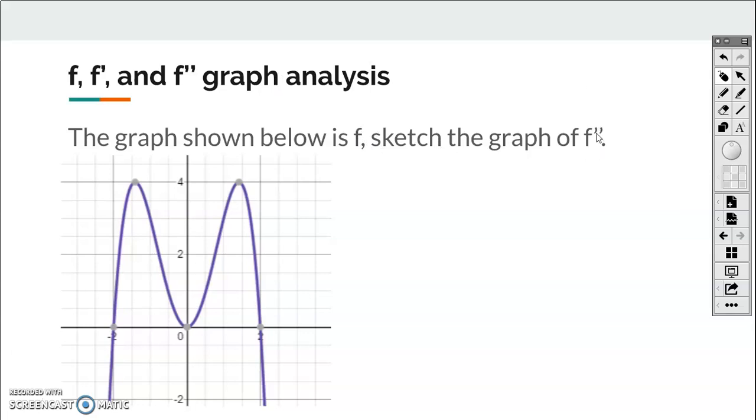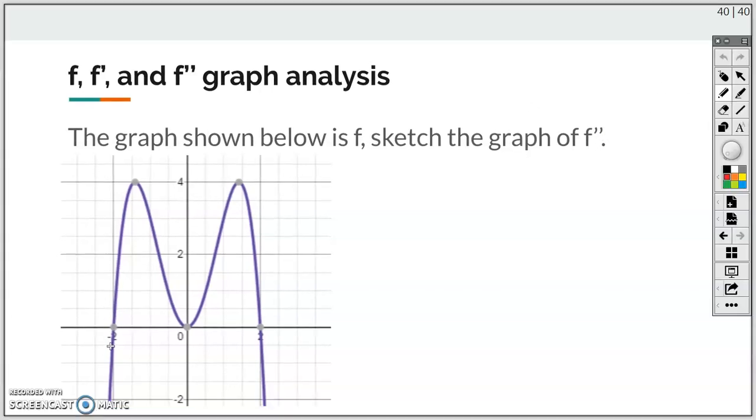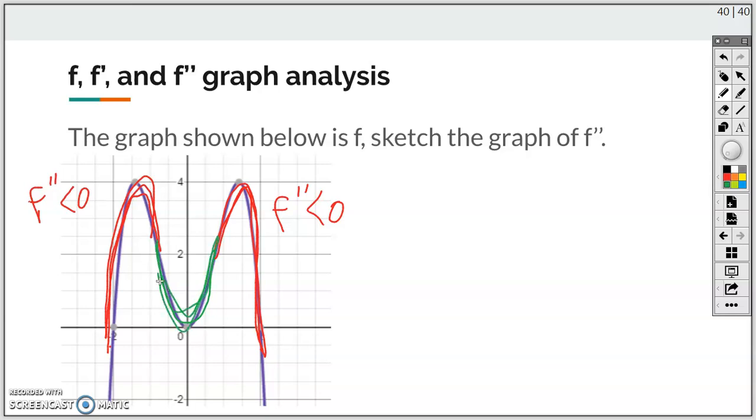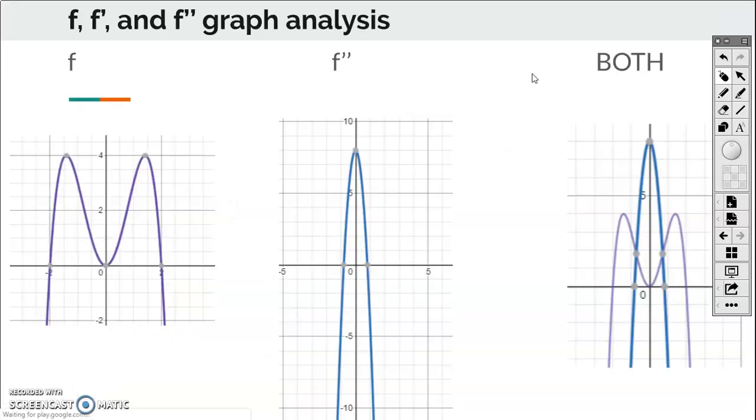All right, so when you're thinking about f double prime, you're thinking about the concavity. So think about where it's concave down. So I'm concave down here, and I'm concave down here. That's going to mean that f double prime is negative on those parts. And then here, I'm concave up, so f double prime is going to be positive. And these points of inflection are going to be where the second derivative was equal to 0. So those are going to be zeros on the graph of the second derivative.